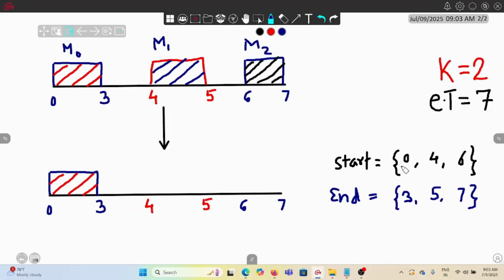We are given an array of the start and end time for the meetings. For example, these are the meetings m0, m1, m2. See here, m0 is starting at 0 and ending at 3. Similarly, m2, the meeting 2, is starting at 4 and ending at 5. In the second array is the end time, and the first array is the starting time for the ith event. Similarly, you can see the third one is starting at 6 and ending at 7.